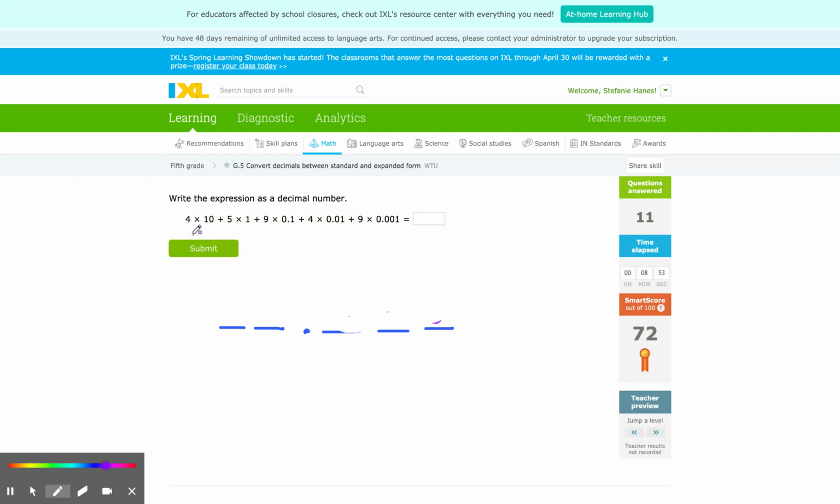So on this one, I have 4 in the 10th spot. So here's my 10th spot. I have a 5 in the 1 spot. I have a 9 in the 10th spot. I have a 4 in the 100th spot. And I have a 9 in the 1,000th spot. So again, it's really just going down that line and figuring out where each of those place values go.